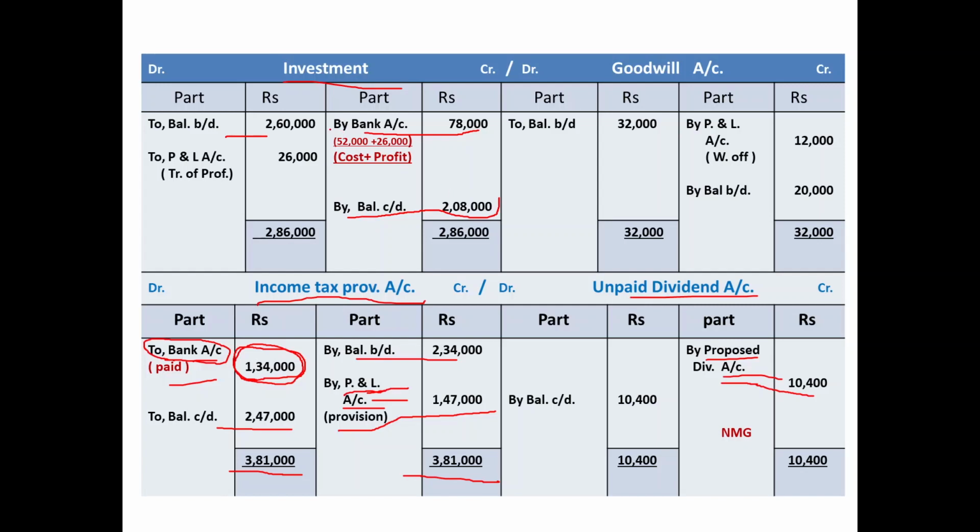First, bank account debited to investment account credited 78,000. Cost 52,000 plus profit 26,000 gives selling price 78,000. Then transfer of profit: investment account debited 26,000 to profit and loss account credited 26,000. Total 2,86,000, 2,86,000, no balancing figure.